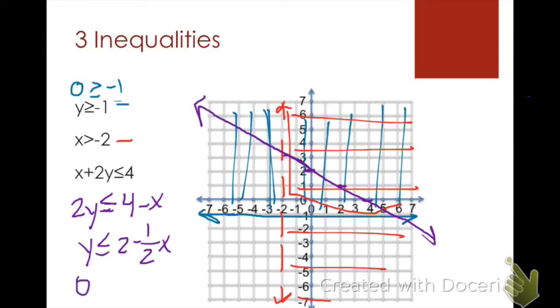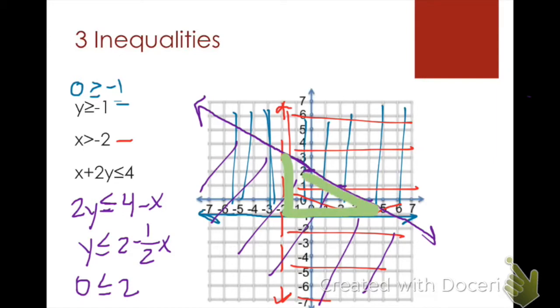And then if I put 0 in, is 0 less than or equal to 2? It is, so I would want to shade towards 0, 0. So now looking, the region, it's kind of hard to see this completely, but the region that they're both shaded, we're shaded to the right of this line, so it would be over here, above this blue line, and below the purple line. So this triangle here makes up all the possible solutions.